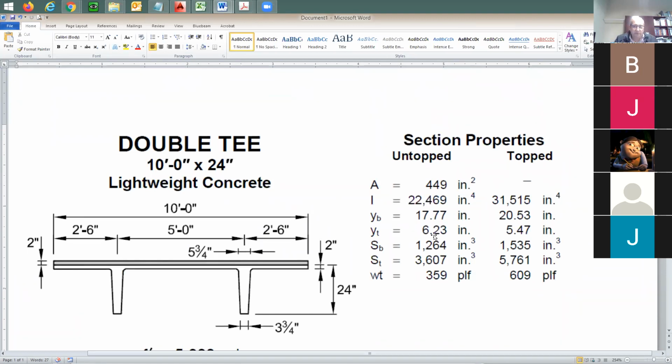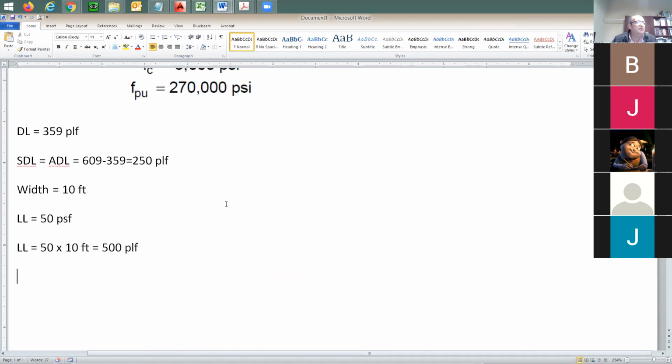Now what you need to do is look at the additional load that you're going to be adding. What additional load? I'm going to say additional load is going to be this 250 plus the 500 in this case. So my total additional load, including additional dead load plus live load, is going to be equal to 250 plus 500 equals 750. 750 what? PSF.